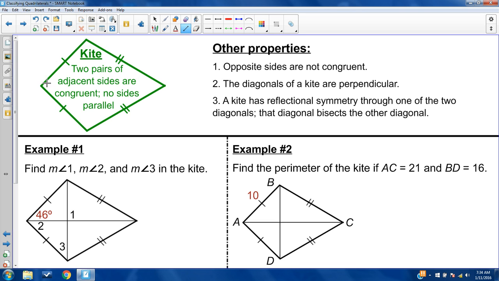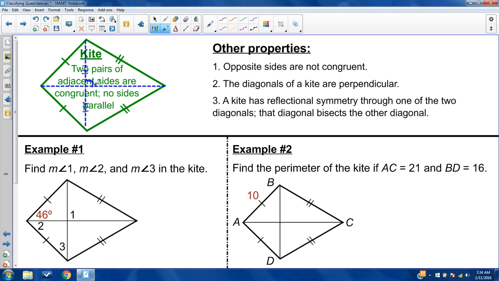Okay, so a kite specifically has that kind of figure. Sometimes they're drawn differently, whatever. Opposite sides cannot be congruent in that same idea. If they can't be parallel, then they also can't be congruent for this particular case. The diagonals of a kite are perpendicular. Now these will not look diagonal. They'll look vertical and horizontal. However, they're called diagonals. These are perpendicular.